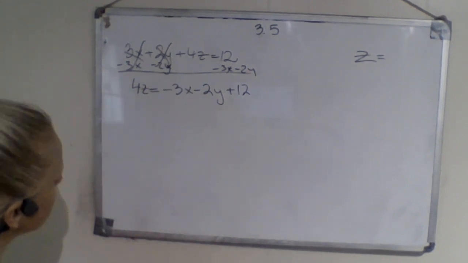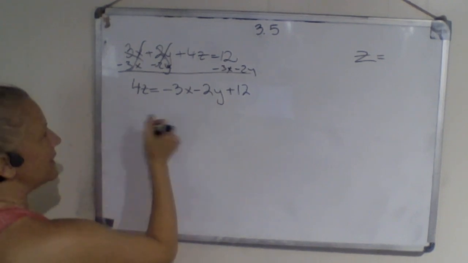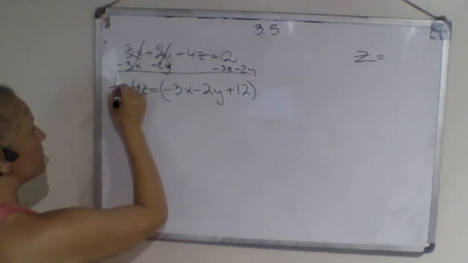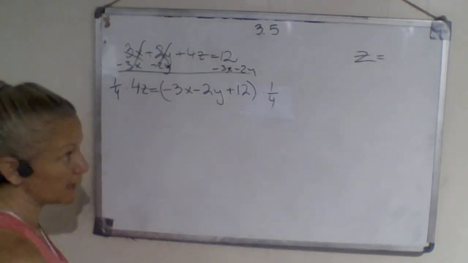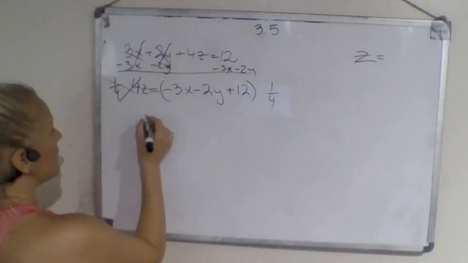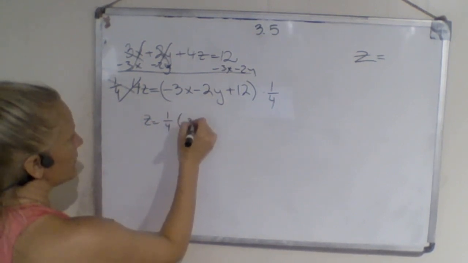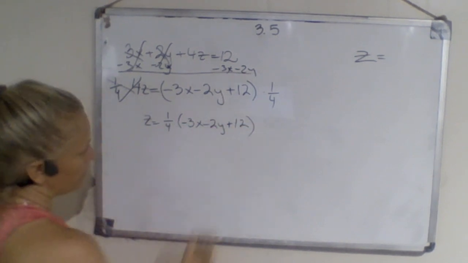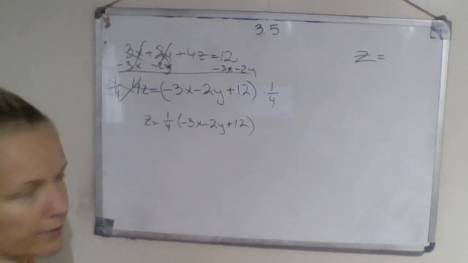Here we are. The last thing we need to do is divide that 4 out, right? And because I don't want to write this really hardly, I'm just going to times it by its reciprocal. Times by its reciprocal, or divide the 4 out. It's the exact same thing. That goes away. Z equals 1 over 4, parentheses, negative 3x minus 2y plus 12, right? If I would like to open this, I can, and I will have a lot of fractions.